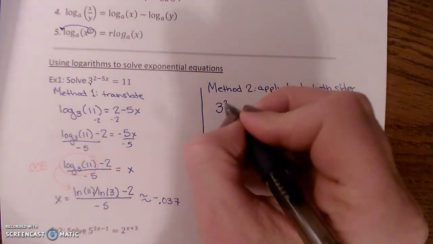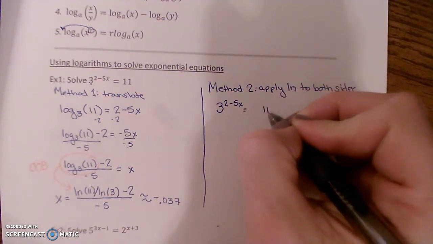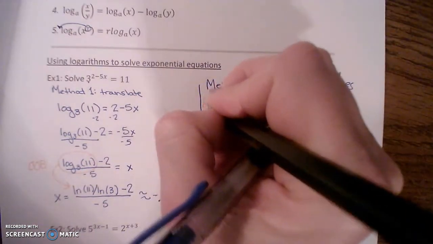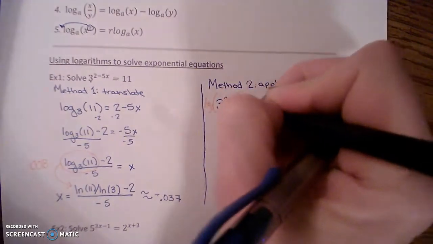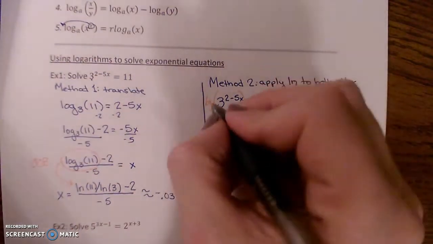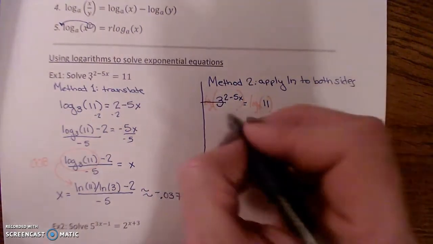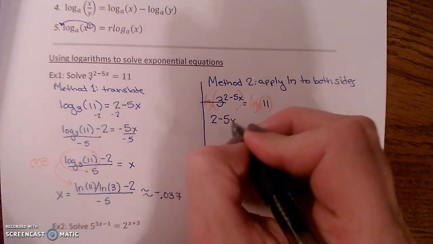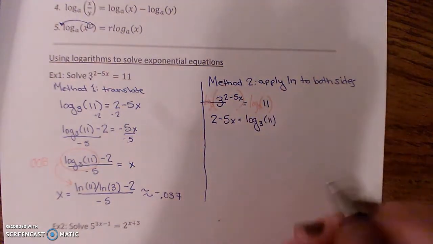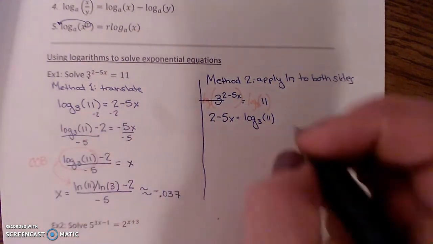So if I had 3 to the power 2 minus 5x equals 11, if I applied log base 3 to this side, and then log base 3 to this side, what I get is that log base 3 of the exponential base 3, those guys undo each other, and we're left with 2 minus 5x equals log base 3 of 11. And then you can solve it. We're at the same step here. You can just solve it the way you did here.